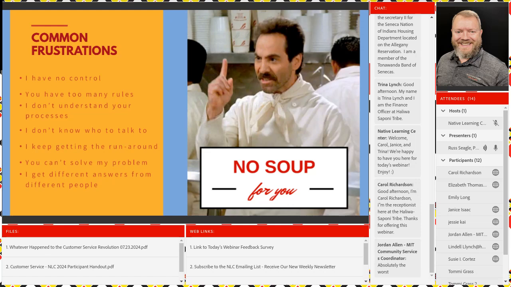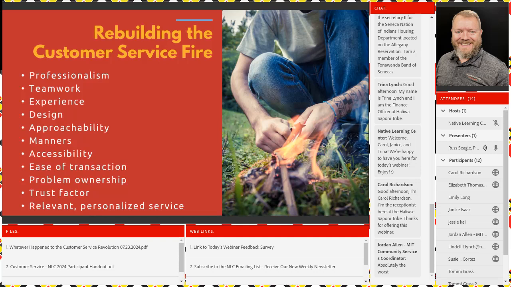But this is just the core frustrations of the customer. It's like everywhere we go, it's no soup for you. So how do we fix that? Well, we have to start rebuilding that customer service fire with professionalism. We have to understand that we are not just technicians doing the work that we do, typing, filing, putting out fires, arresting bad guys. We are providing services to people who need us. If you have a small business, if you don't have customers, you don't have a business. Customers are the only reason you exist.